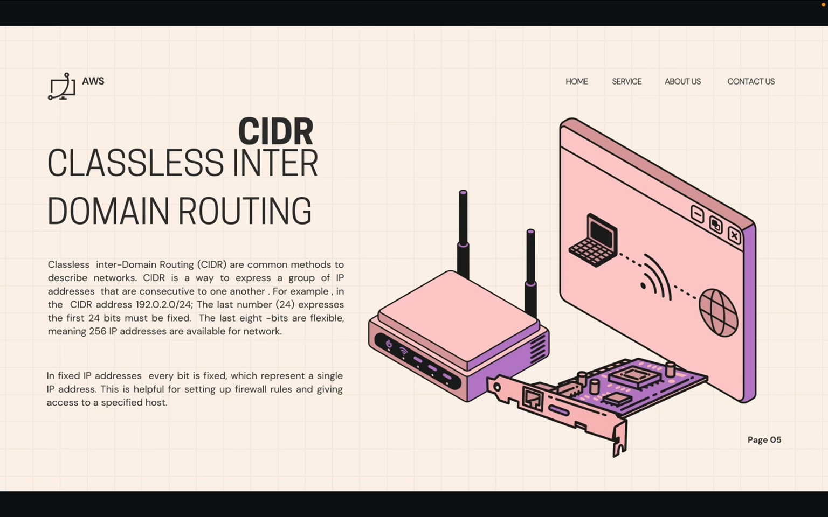Classless Inter-Domain Routing is a common method to describe networks. CIDR is a way to express a group of IP addresses that are consecutive to one another. For example, in the CIDR address 192.0.2.0/24, the last number 24 expresses that the first 24 bits must be fixed. The last 8 bits are flexible. 256 IP addresses are available for the network.